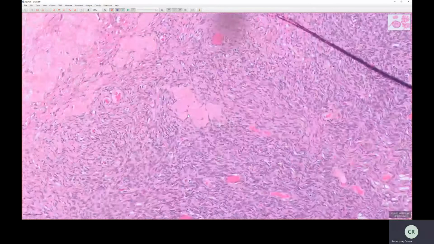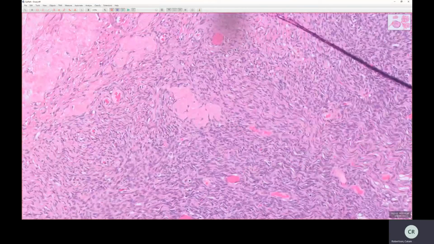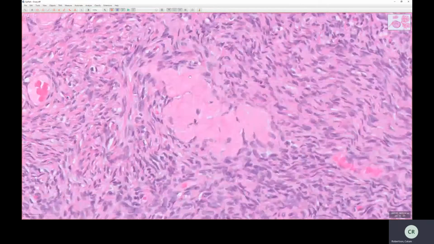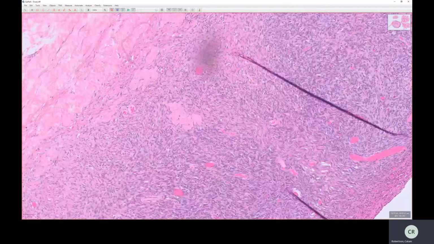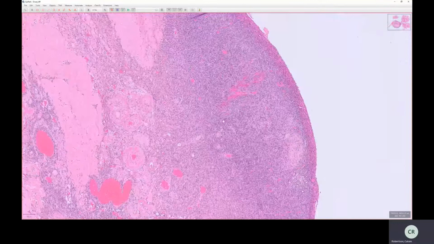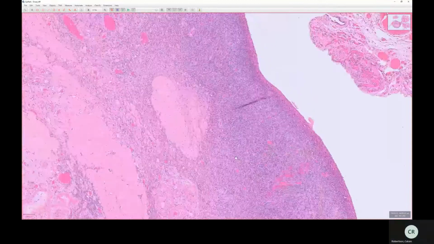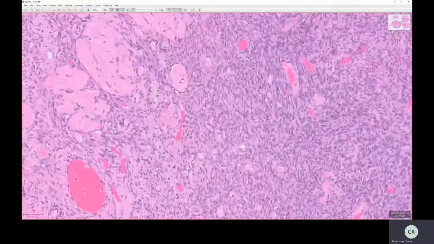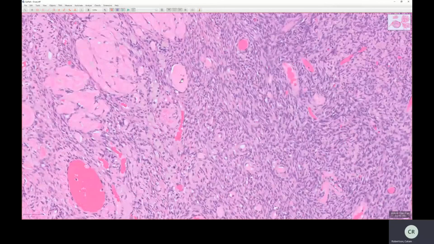Interspersed with this, here's one, are these pink blobs. These pink blobs have hardly any cellular material in them, hardly any hematoxylin stained nuclei within them. That's because they're mostly made of collagen, and that's because they are basically scars. This is scar tissue.